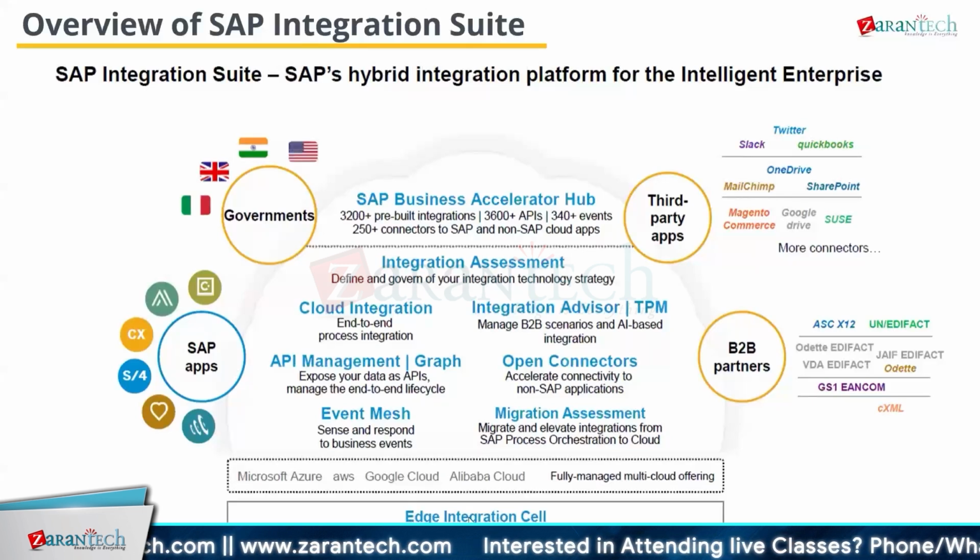This part, what I'm trying to highlight here, Edge Integration Cell, is 90% under development. This is used for connecting the cloud to the on-premise systems. 90% is developed. Now you can connect most of the on-premise systems to the cloud with the integration suite. This part is used for Edge Integration Cell. We'll try to do that. We'll try to explore if possible.